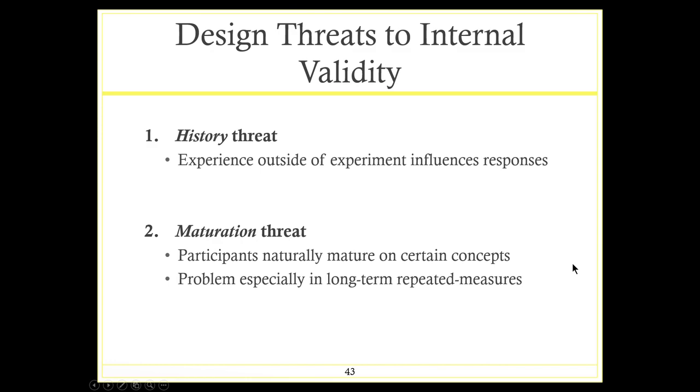Secondly, the maturation effect. Basically, participants just naturally mature on certain concepts. Let's say you are experimenting on people's intelligence, and when people get older and get more training, their intelligence might get higher. And this is actually very problematic, especially if you run a study in the long term, let's say in months or years, and you have to really account for the natural maturation processes of participants.